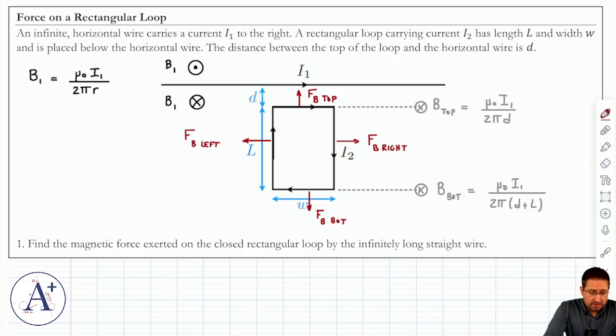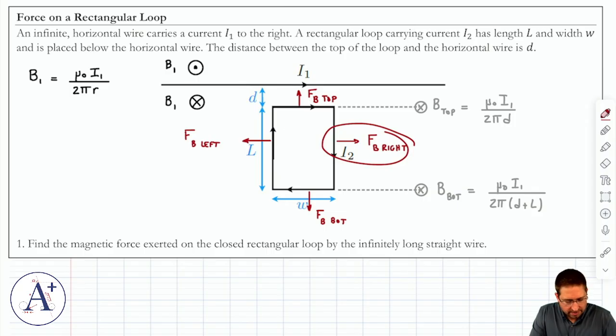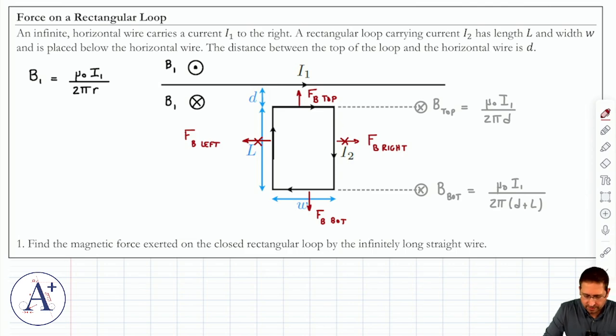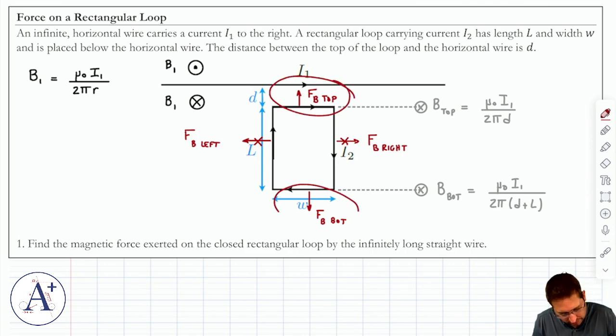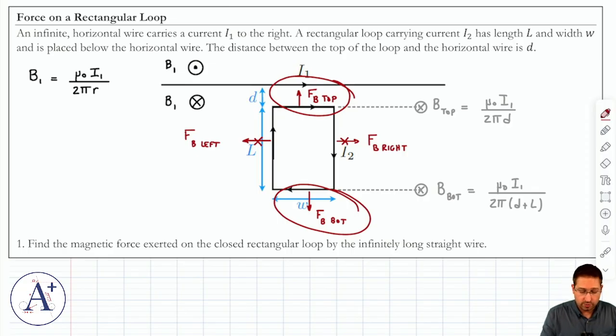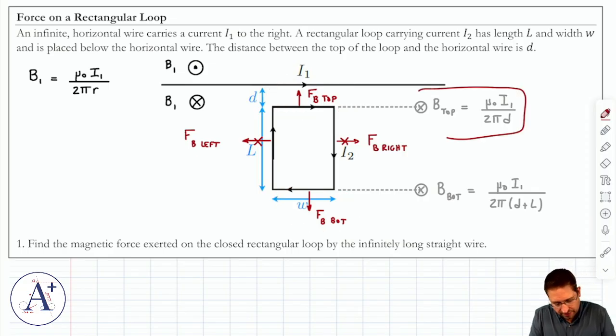Okay, and we want the net magnetic force. Well, by symmetry, if we think about it, whatever happens on the right side, the same thing happens on the left side. Like this force is exactly going to cancel this one. However, it is not true that this force cancels this one. The reason is, this magnetic field does not have the same magnitude as this one.